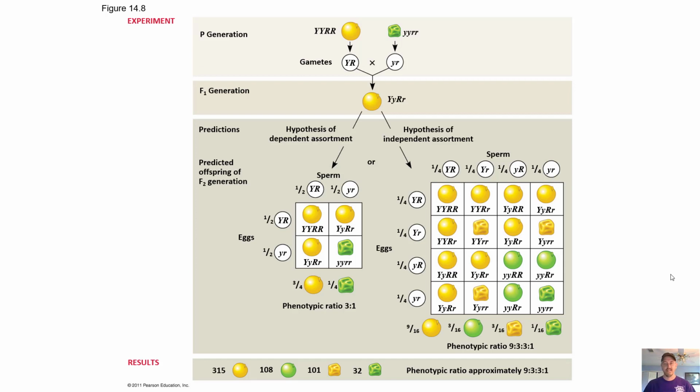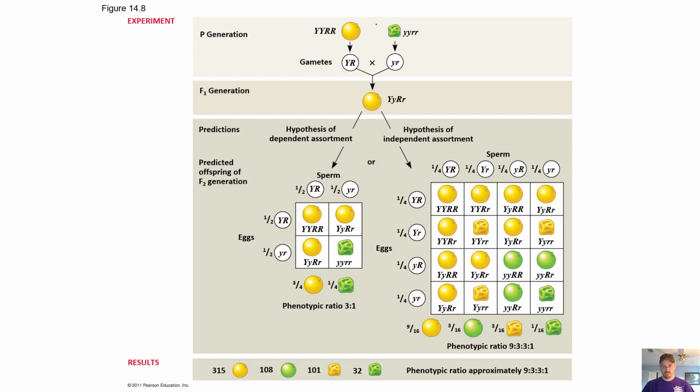Now let's look at a dihybrid cross in detail. So once again, Mendel is looking at two different traits in the same organism. In this case, yellow peas that are round versus green peas that are wrinkly. So green is recessive and wrinkly is recessive. So we can see that.